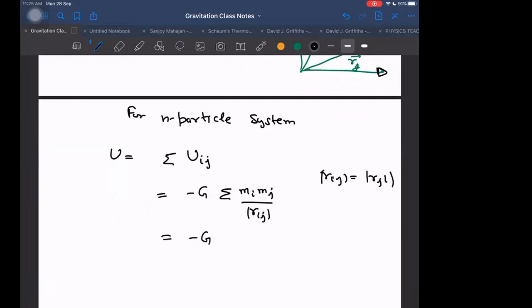Minus G, and here I should say... wait a second, what should I mention here? Not Ri. I greater than j, or j greater than i. This way it will never happen that if I have M1 M2, I will get one term M1 M2 by R12 and also another term M2 M1 by R21. Oh no, sorry, I will be getting R21, but I will not be getting R12. So I will not be repeating twice.